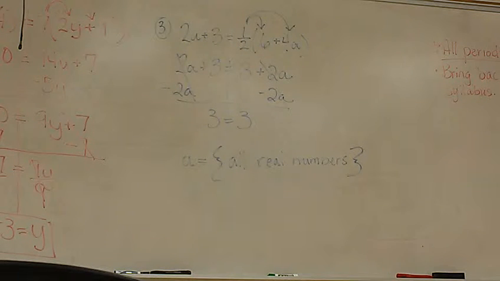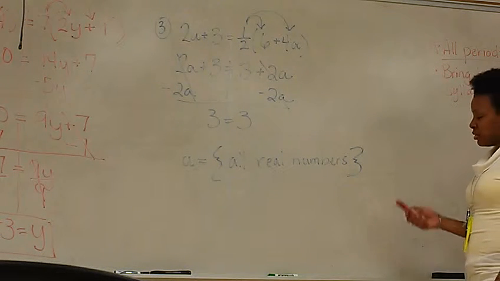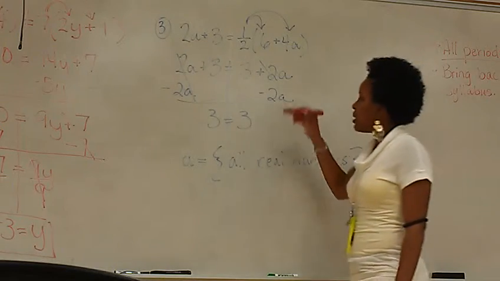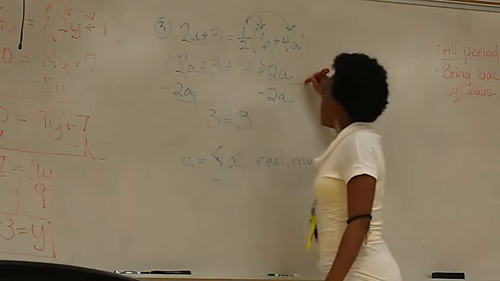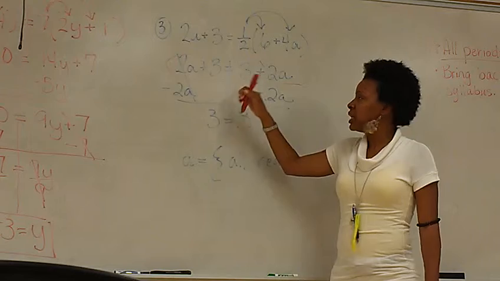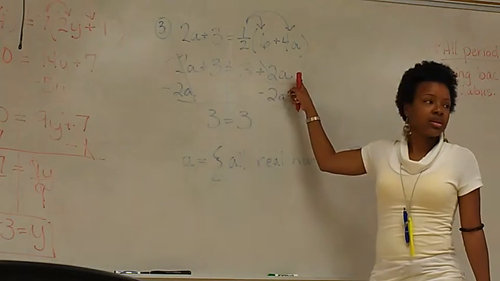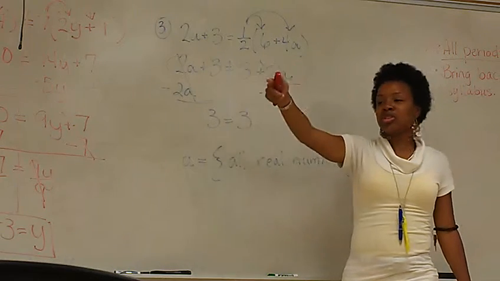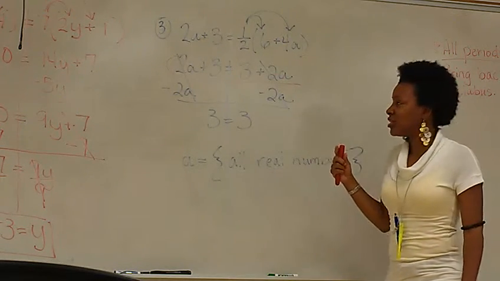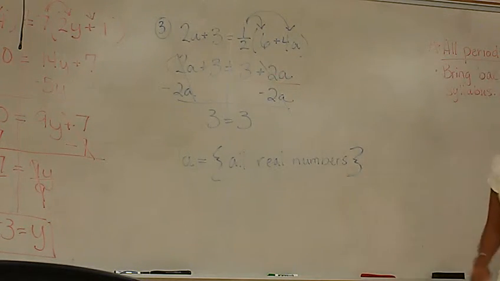And you didn't realize it because they switched it around on you, but you could have seen it right here. It's the same thing on both sides. They just turned it around: 2A plus 3, 3 plus 2A. That's the commutative property when you switch it. So you could have seen right there, it's the exact same thing. That's always going to be equal. So A is all real numbers.